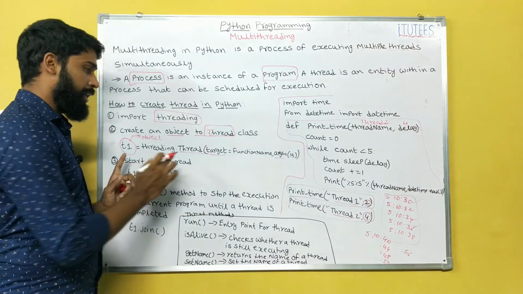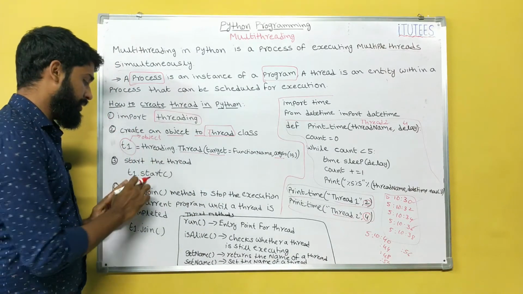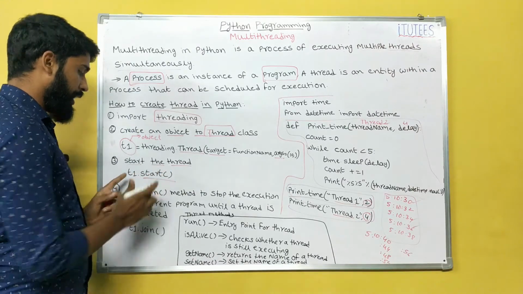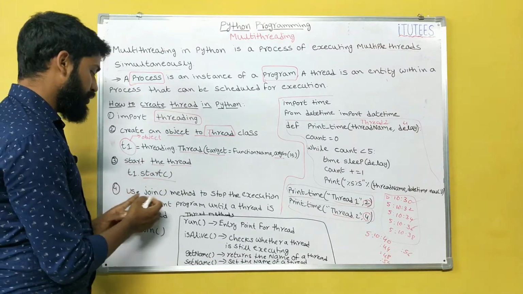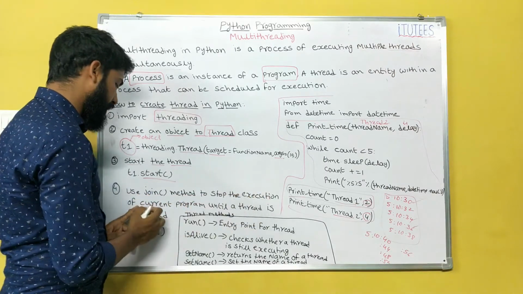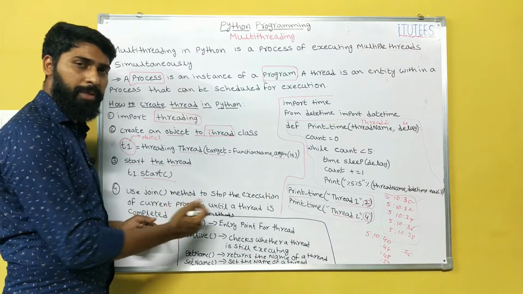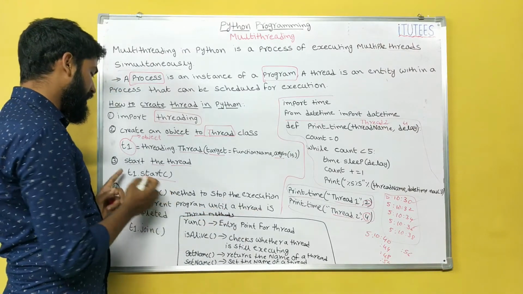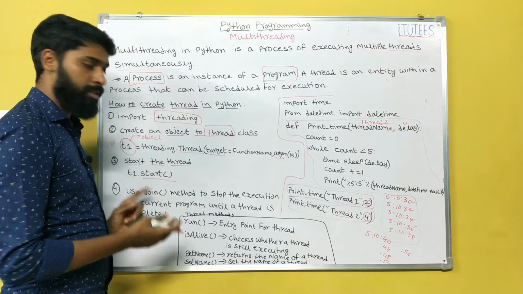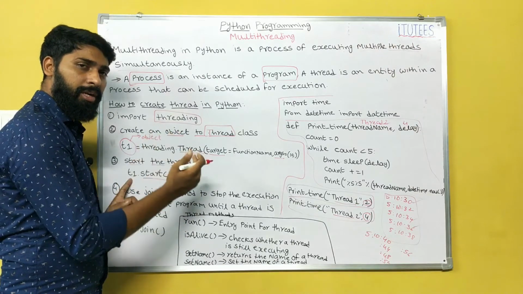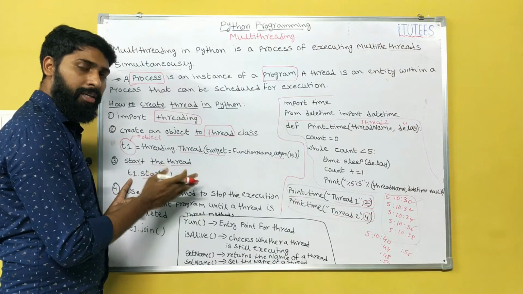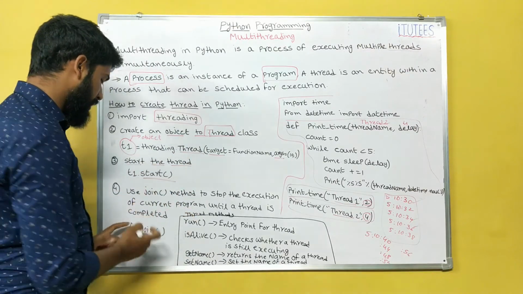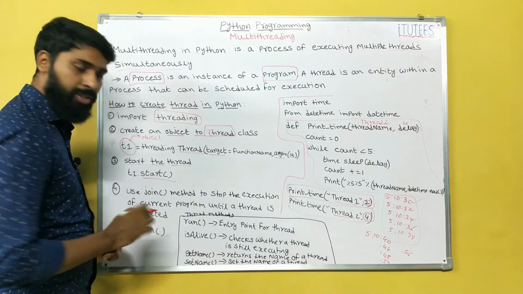Next, after creating the thread, you initiate the thread by using the start method. The next step is the join method, which is used to stop the execution of the current program, that is the main thread, until a thread is completed. That means if I call t1.start, the t1 thread is executed. Until the completion of t1, the current thread is in a waiting state. How do we do that? With t1.join.